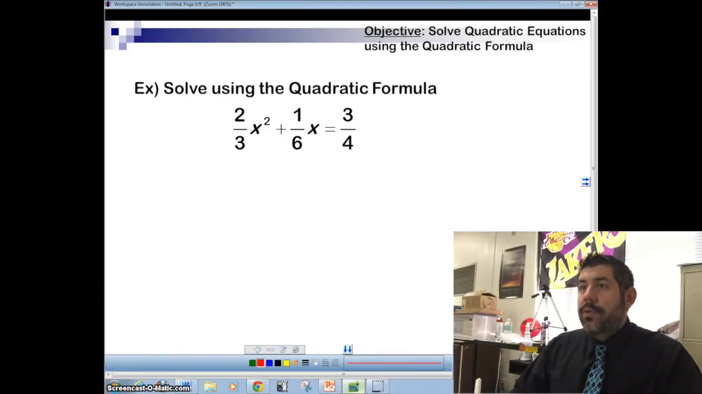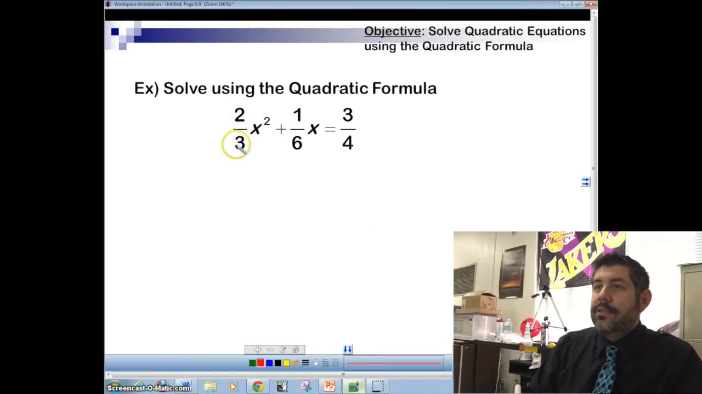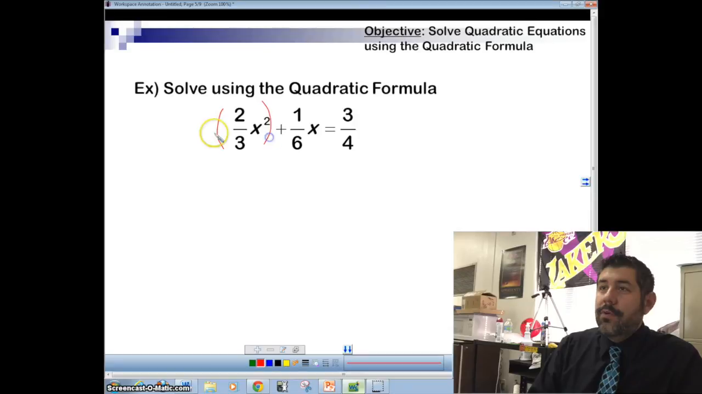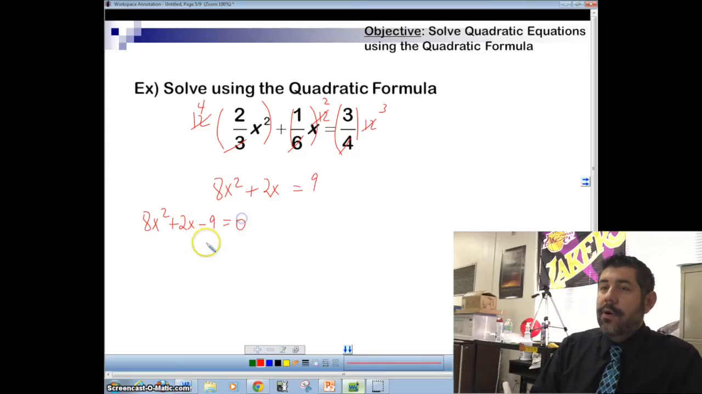All right, next one. Oh my goodness, fractions. So all you got to do with fractions is clear the fraction, guys. So we're going to multiply by 12, multiply by 12, multiply by 12, because that's the common denominator. 3 goes into that 4 times, so I get 8x squared, plus 6 goes into this 2 times, 2x, equals 9. And I got to bring that over, so 8x squared plus 2x minus 9 equals 0.